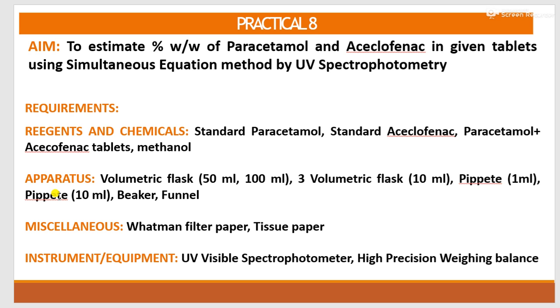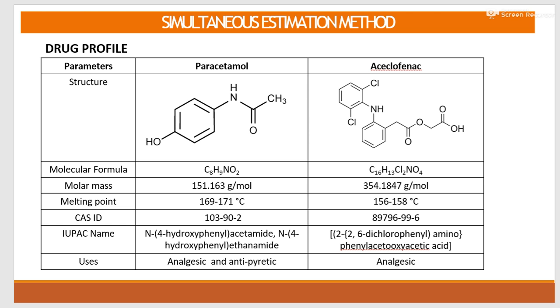Apparatus, you require volumetric flask, 50 ml, 100 ml, 10 ml, pipette, beaker and funnel. Miscellaneous requirements are Whatman filter paper, tissue paper. You require UV visible spectrophotometer for analysis and high precision weighing balance for weighing purpose.